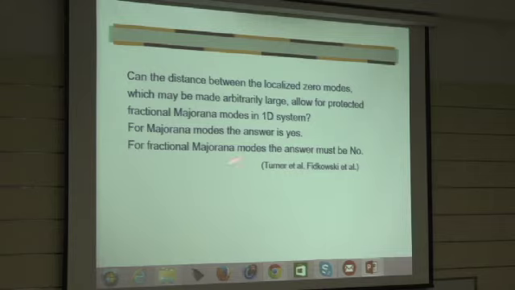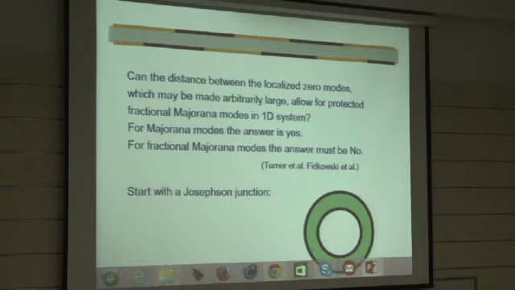The answer is supposed to be no, because there's a theorem that says that it shouldn't be allowed, and this is in two different works by Ari Turner and collaborators. Erez Berg is one of them, and Frank Pollmann is the other, and Fidkowski and Kitaev. So if they tell us it's a theorem, let's see how it works. As always, it's nice to try and break the law and see what happens.